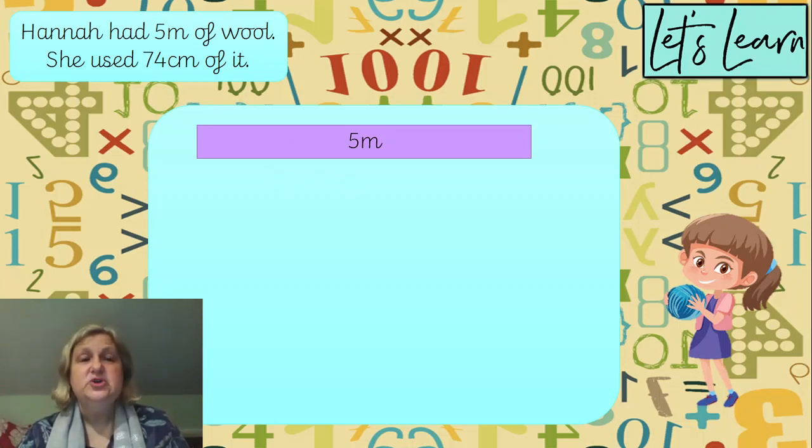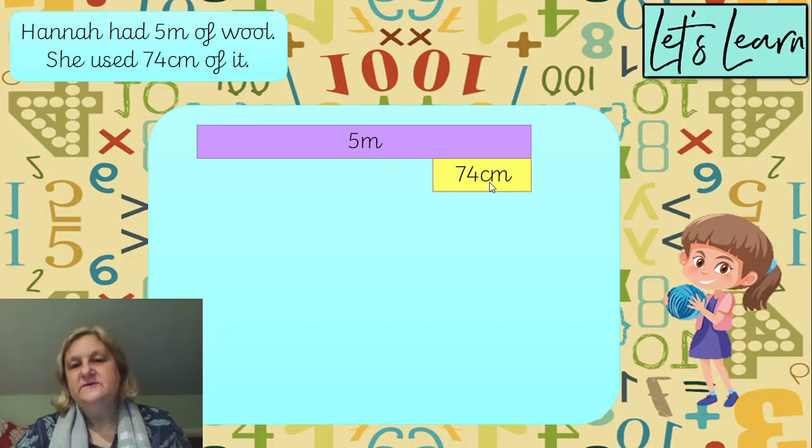She has used 74 centimeters of it, and I'm just going to put a little tiny bit here because 74 centimeters is quite a lot smaller than 5 meters, and we can take that off. We can't compare those two first numbers, 5 and 74, because 5 stands for a much bigger number in centimeters. So it's always worth judging that, getting used to doing these yourself.